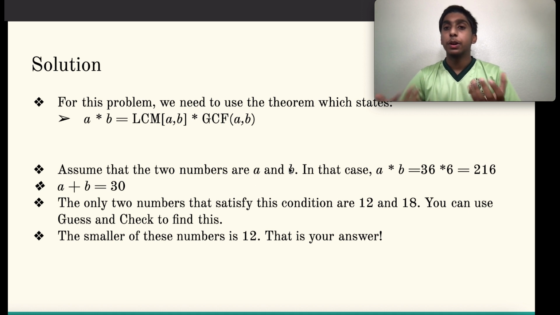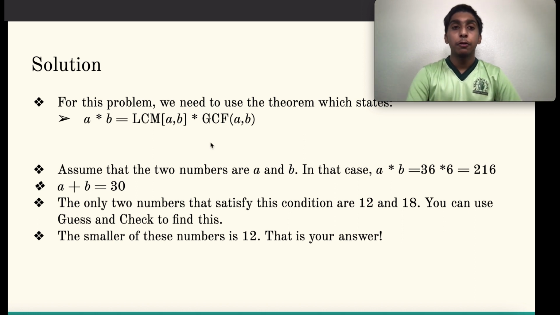Now assume that the 2 numbers are A and B. These are just 2 variables that we're using in this case. In that case, A times B is equal to 36 times 6, which is equal to 216. Now you may be wondering, how did you get 36 and 6? Well, in the problem, they told us that the LCM is 36, the GCF is 6. And remember our formula.